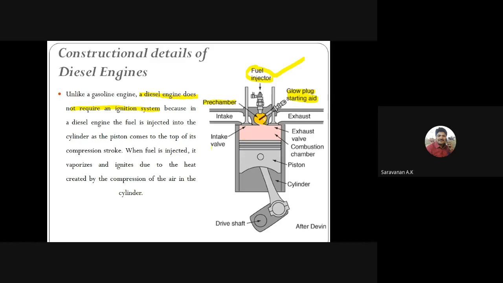When the air comes into the cylinder during the suction stroke, and then in the compression stroke it compresses the air, so here it will generate more pressure.